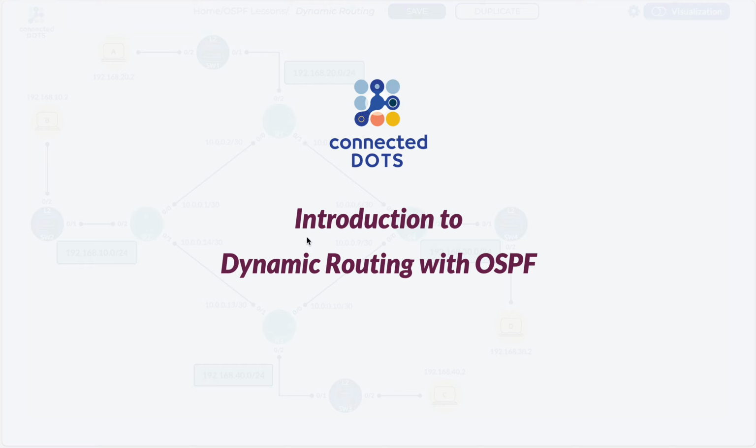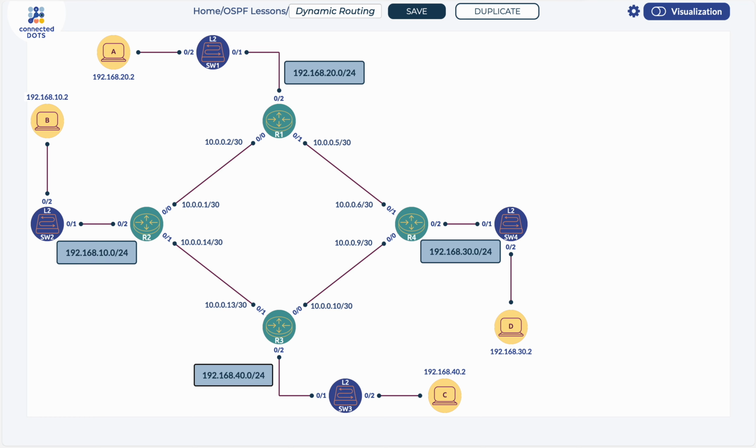In this series of lessons, we will cover a dynamic routing protocol called Open Shortest Path First, or OSPF. We'll start by discussing some of the benefits of dynamic routing protocols in general and take an initial look at the OSPF routing protocol in particular. Let's start by considering this network topology.